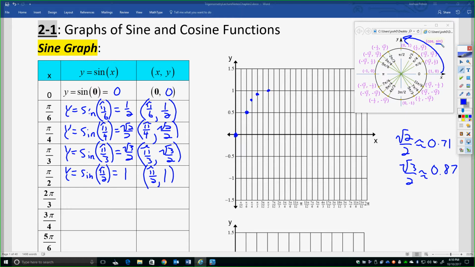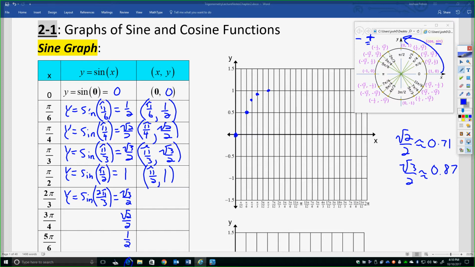And if we look in the next quadrant, it's the negative, positive quadrant. Sine is positive in that quadrant, and the answers repeat as we go around. So the next one, y equals sine of 2 pi over 3. Now we're back to root 3 over 2. And then the next one is 3 pi over 4. We're back to root 2 over 2. Then we're back to the 1/2. And then finally we're down to 0 again.